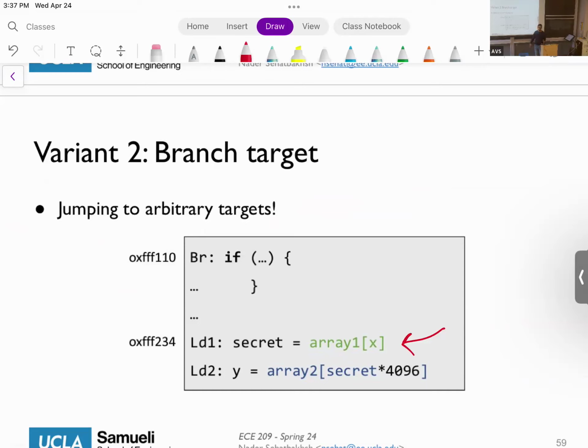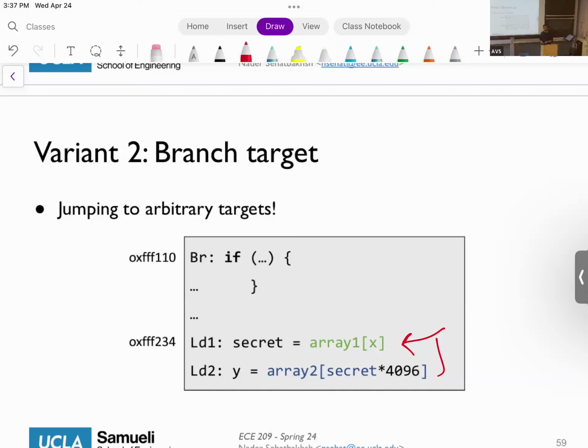So I can not only predict that it's taken, but I can also change the branch target to whatever I want. And there I can then run what we call a gadget. This is a Spectre gadget, okay? And then how do I poison my branch predictor? We know how to train a branch predictor, right? So we just run it with a bunch of different targets, and boom, we have a branch predictor trained.